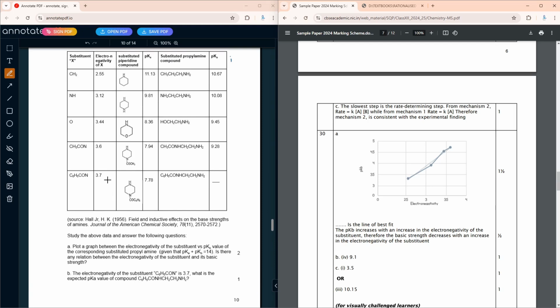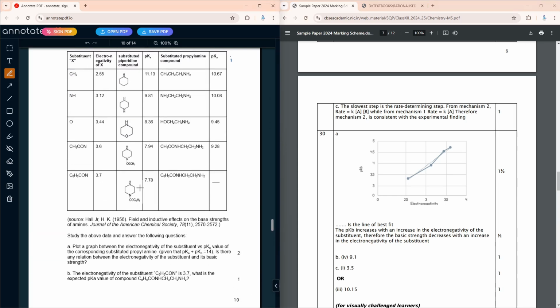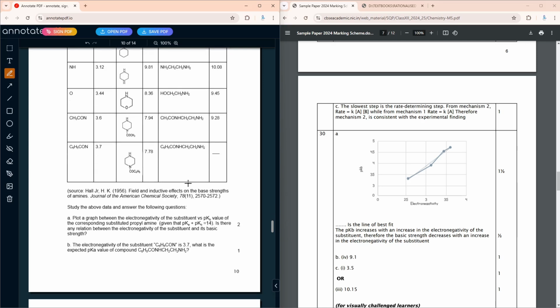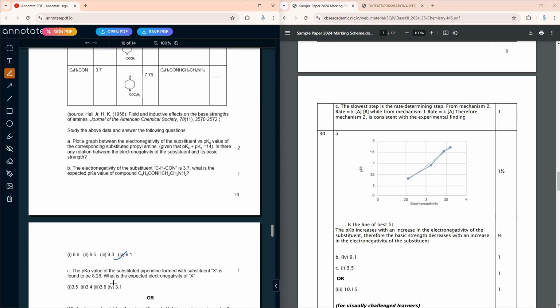Basically we spoke about one very important thing. When the electronegativity increases, the pKa value is also going to decrease, right? So this obviously means that the value of this particular thing should be less than 9.28. Because of that, the only option that fits is 9.1. So this is just a general trend relationship that we are observing, and from there we are able to figure out the value is 9.1. The other options are obviously above 9.28.